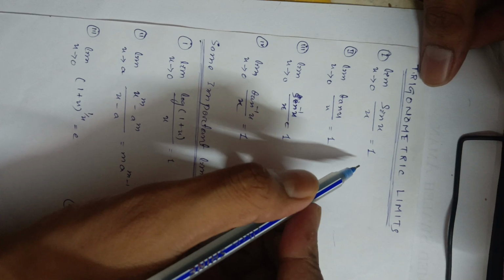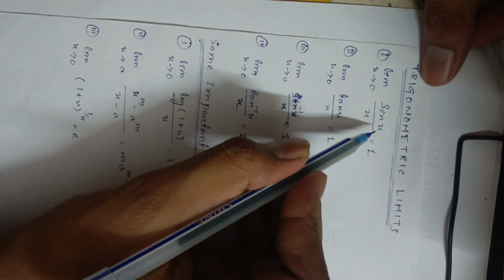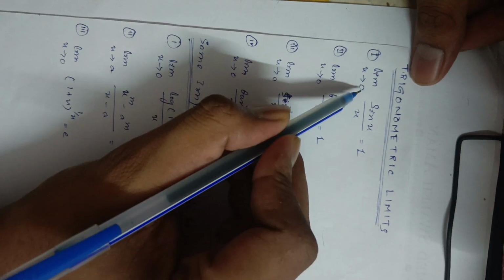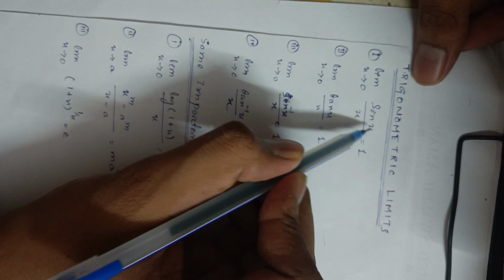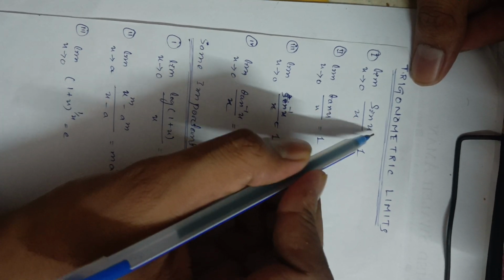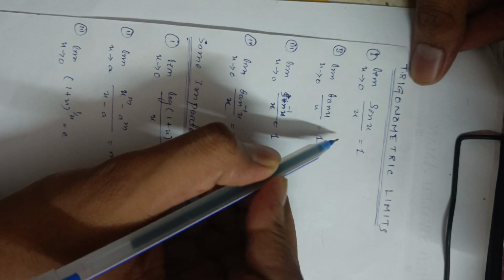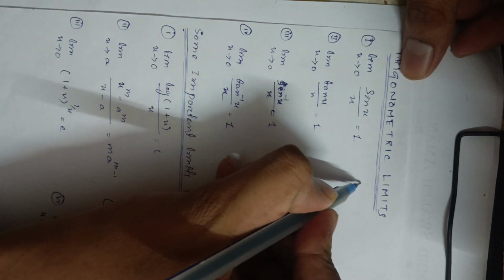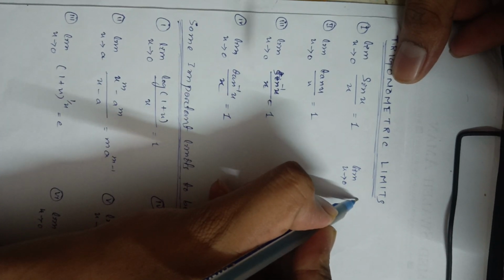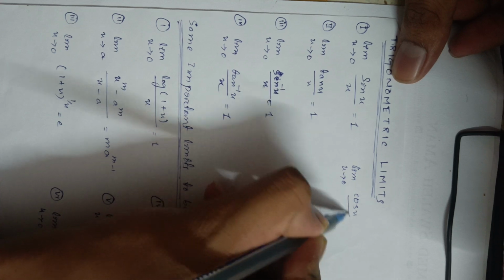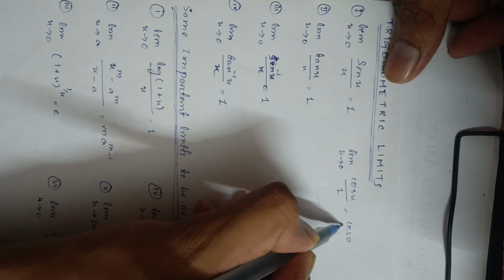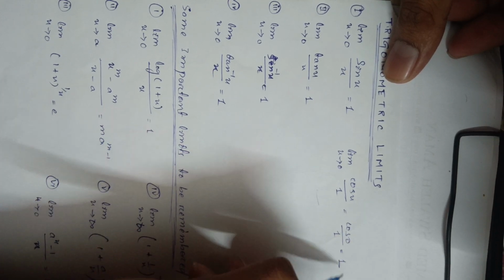But if you use L'Hospital's rule, because it is in 0 by 0 form, since if you put 0 in place of x, it will be sin 0 divided by 0, and sin 0 is 0, so it is 0 by 0 form. If you differentiate it, it becomes the limit as x tends to 0 of the differentiation of sin x, which is cos x, divided by 1. If you then put 0 in place of x, it becomes cos 0 divided by 1, which is equal to 1. So here it is 1.